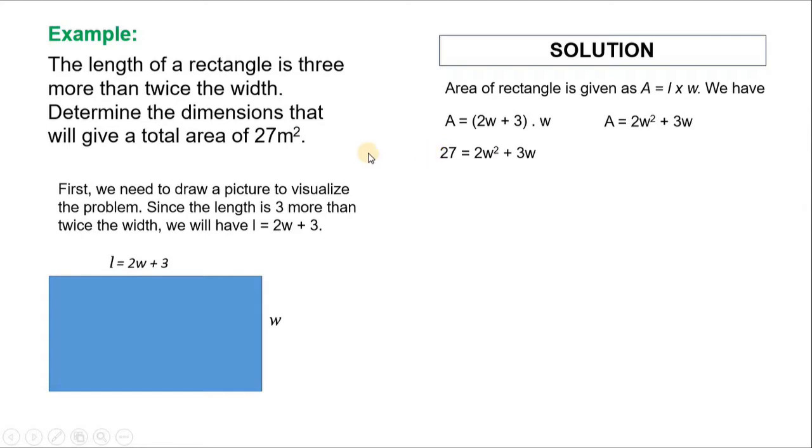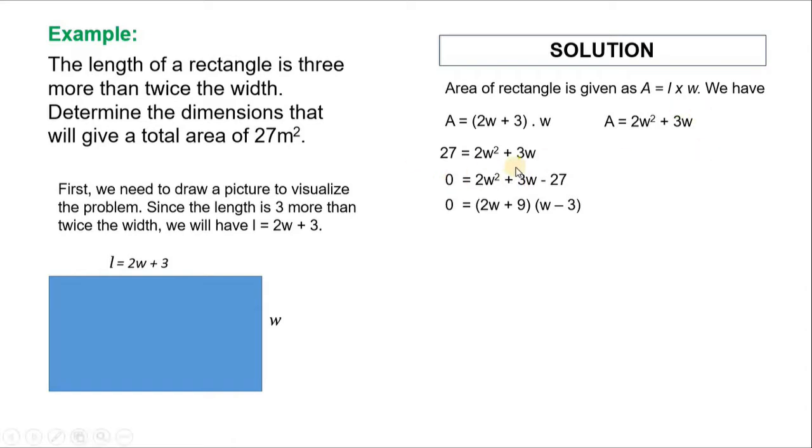Saan galing yung 27? Ito yung given na total area. Okay? So I'm going to write that into standard form. So I have 2W square plus 3W minus 27, and this is in the standard form of the quadratic equation. That's ax squared plus bx plus c equals 0. So mapapansin nyo, medyo baliktad, pero same lang naman yan sila.